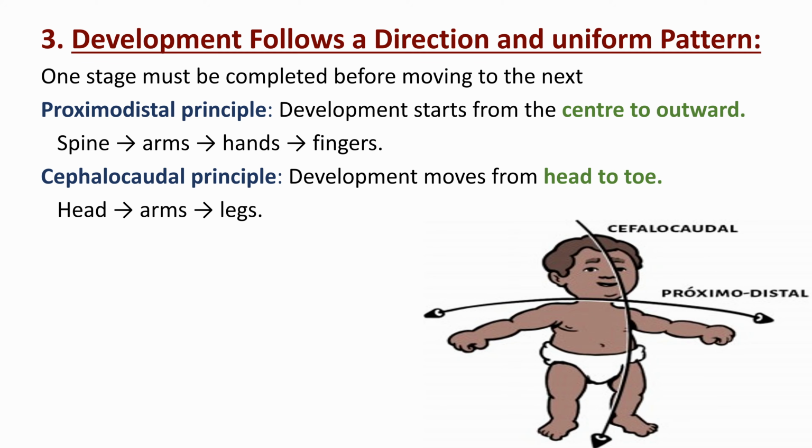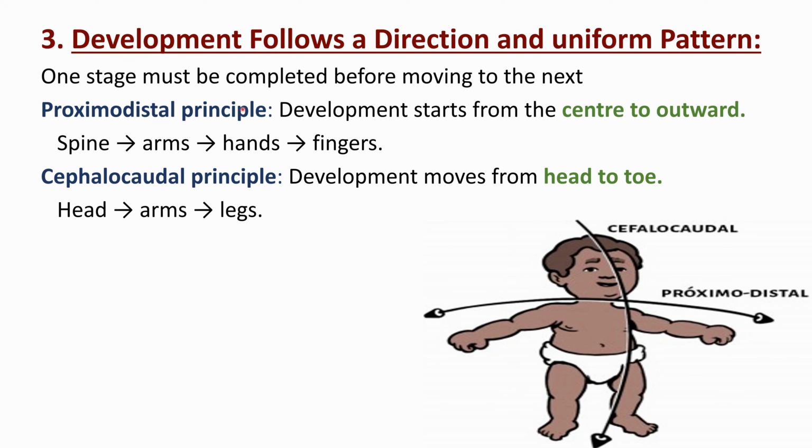The third principle is development follows a direction and a uniform pattern. This means development happens in a particular order and one stage needs to be achieved before moving to the next stage. I'll give you one simple example. A child cannot run before learning to walk and cannot walk before learning to stand. So development always follows a sequence. There are two important patterns in this principle: the proximodistal principle and the cephalocaudal principle.